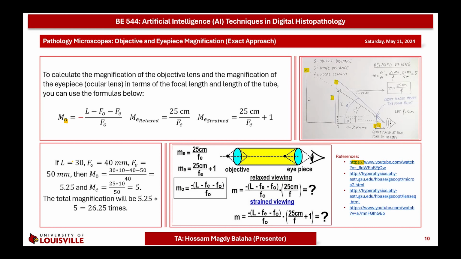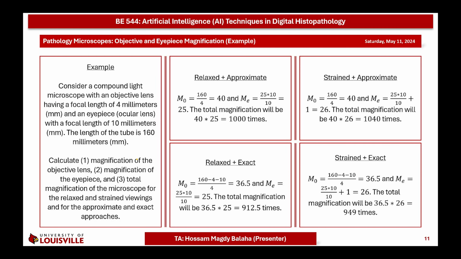So assume L again is 30, FO is 40, and FE is 50. The exact value of MO will be 30 multiplied by 10 to convert from centimeters to millimeters, minus 40, minus 50, divided by 40, which equals 5.25. And ME will be 25 multiplied by 10 divided by 50, which equals 5. And this is the relaxed formula. So the total magnification will be the product of them, which equals 26.25.